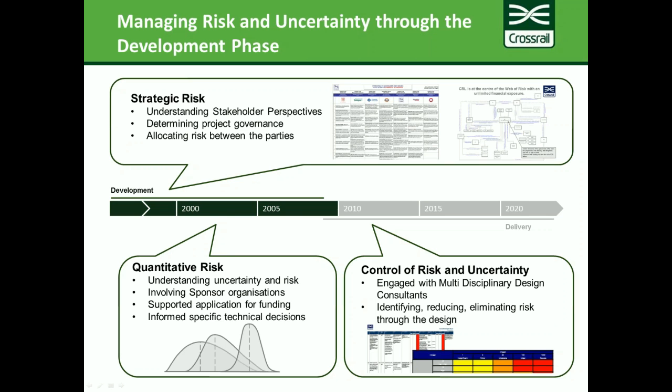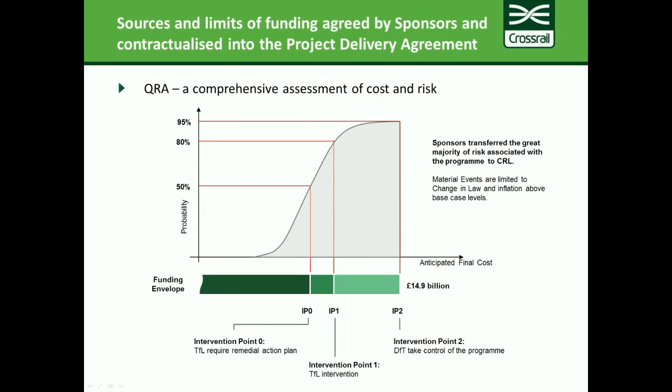And this good understanding of risk and quantifying the risk fed into the application for funding. It informed specific technical decisions, and it also informed some of the key aspects of governance of the project. One of them was that the management of risk exposure was contractualized in the project delivery agreement. This is the agreement between the Crossrail Limited organisation and its joint sponsors, Transport for London and Department for Transport. And the QRA informed what we call intervention points.